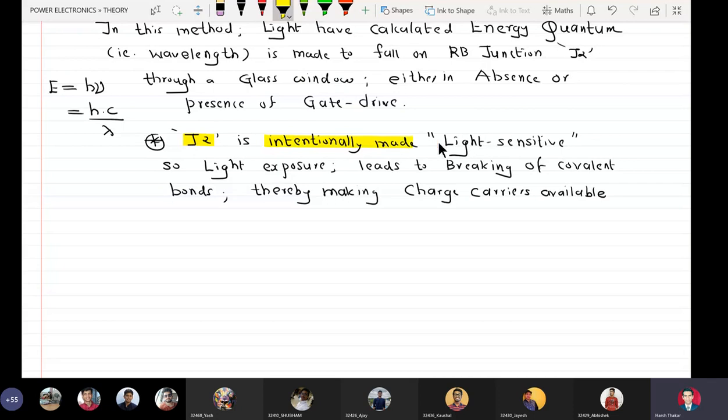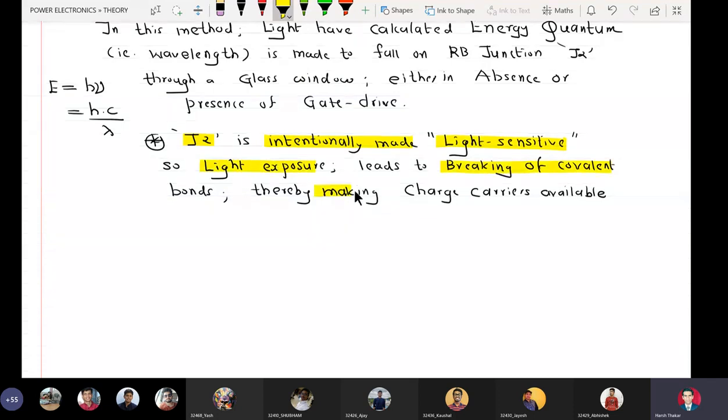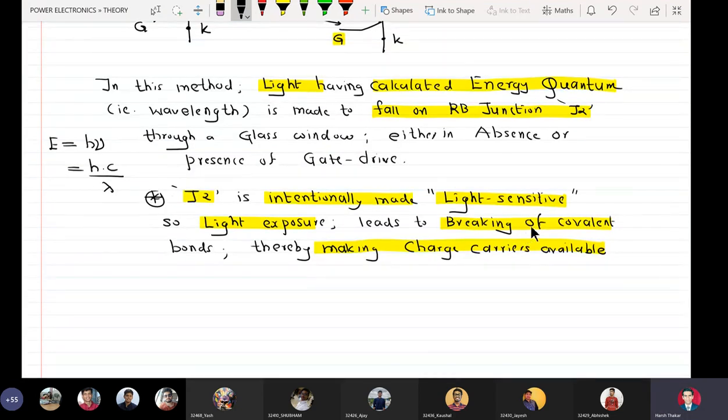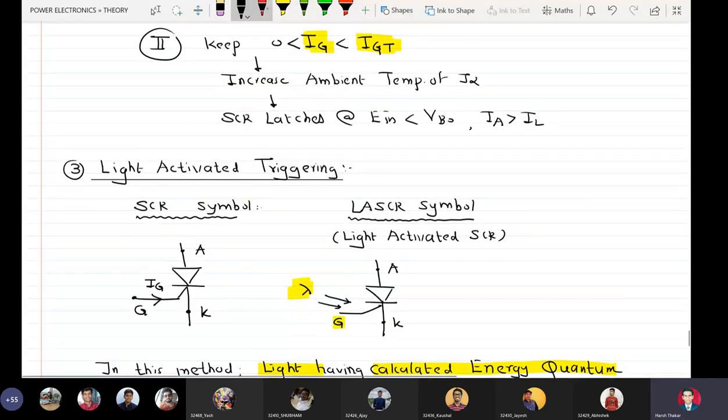J2 is intentionally made light sensitive. So light exposure leads to breaking of covalent bonds, making charge carriers available. In this method, light having calculated energy quantum is made to fall on junction J2. So this is called an LASCR. This is a conventional SCR and this is LASCR.